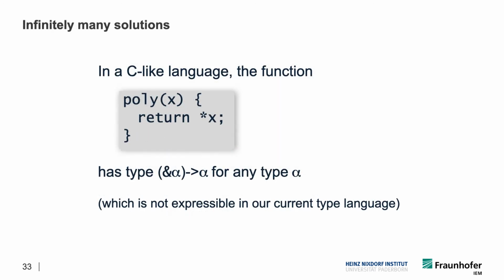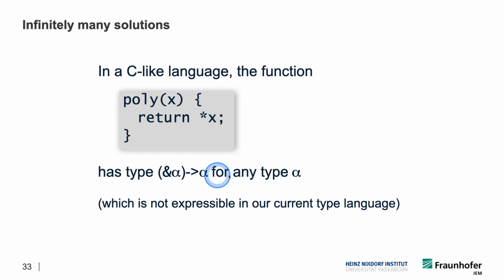Sometimes you may also have infinitely many solutions. For instance, in a C-like language, you can have a function that looks like this. Here it takes something as an argument, and it's returning a pointer type or an address type, you could say, to the same thing. So this is basically having this form, right? You're giving some address as an input, and then through the dereference, you're getting this type as an output.